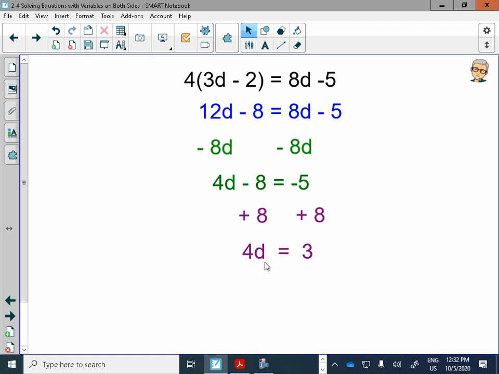Now the last step in isolating d will be to divide by 4. So we're going to divide both sides by 4. So that's going to leave us with d is equal to 3/4.